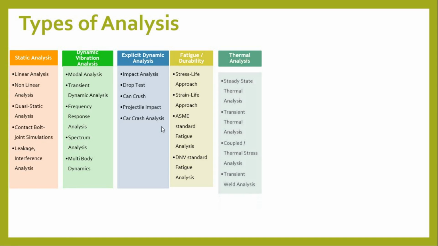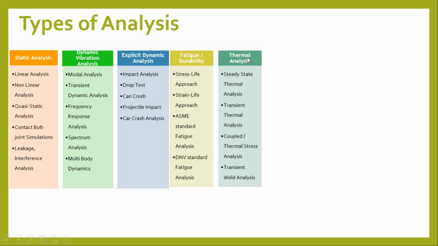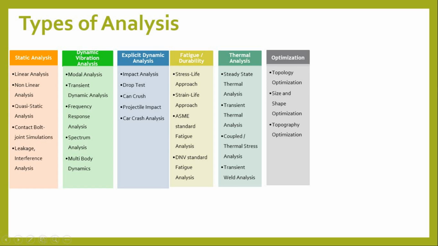Then thermal analysis. All of us know that when there are temperature loads, there is steady state, transient with respect to time if the thermal profile is varying, and then coupled thermal stress analysis. Transient weld analysis is also there, because while welding, high residual stresses develop due to contraction and expansion. These are under thermal analysis. Then next comes optimization, which is also one of the important terms used by most industries nowadays. These are topology optimization, size and shape optimization, and topography optimization. All these terms come under optimization.